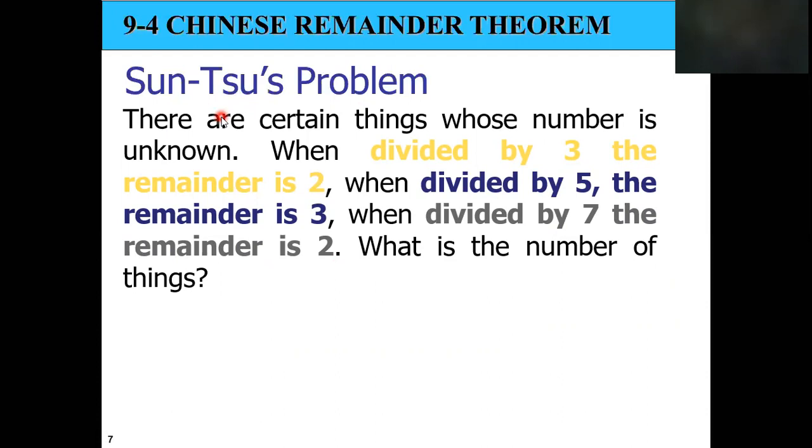Before starting the Chinese remainder theorem formally, we have to discuss the Sun Tzu problem of the Chinese scientist who devised this theorem. That problem states that there are certain things whose number is unknown. When divided by 3, the remainder is 2. When divided by 5, the remainder is 3. When divided by 7, the remainder is 2. What is that number?